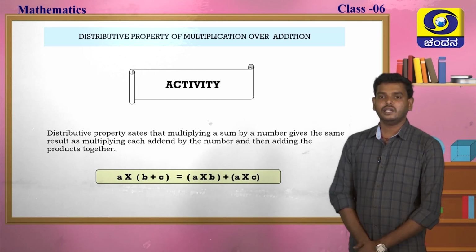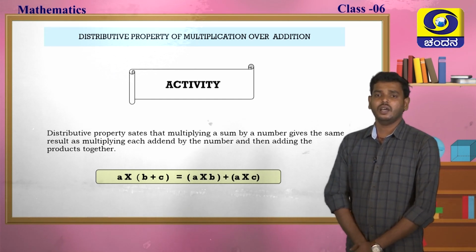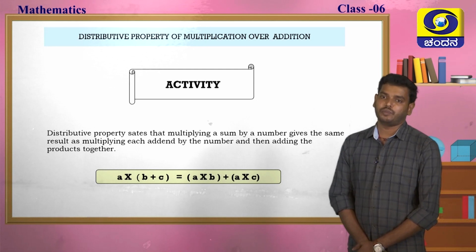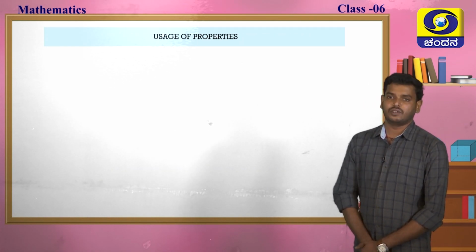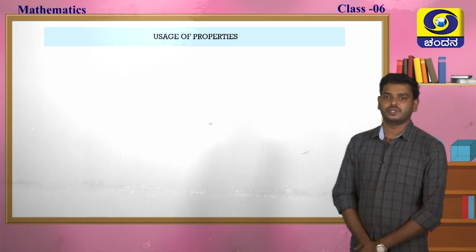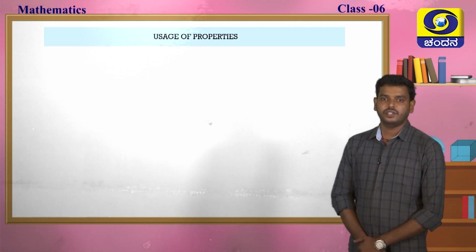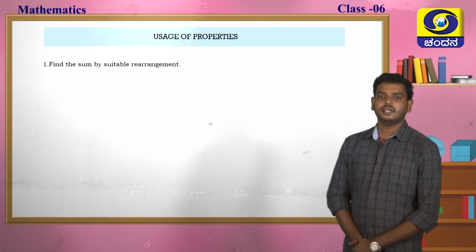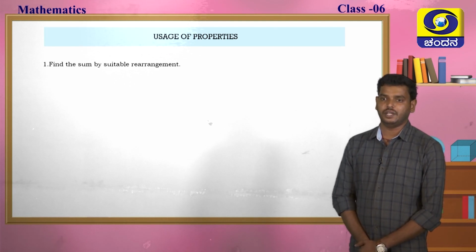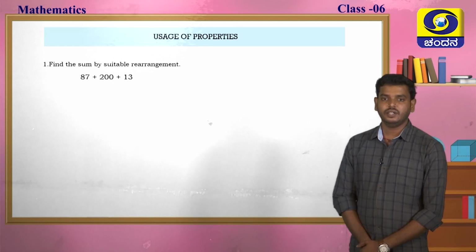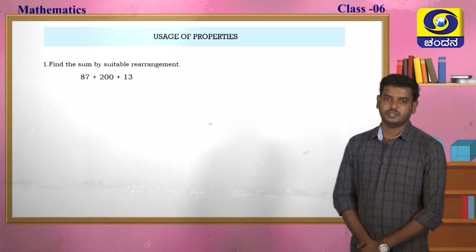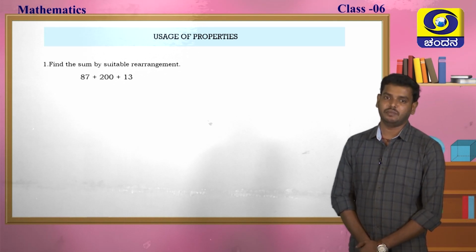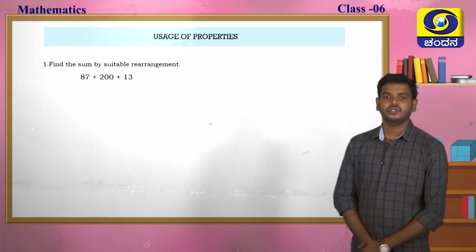Okay. In the next slide, we will see how we can make use of all these properties while solving the problems. Got it? Let us solve some of the problems based on these properties now. In this first question, find the sum by suitable rearrangement. Question: 87 plus 200 plus 13. We can rearrange the numbers and we can find the sum in an easy method. So, how can we rearrange the terms?